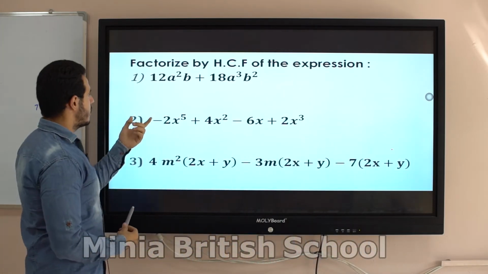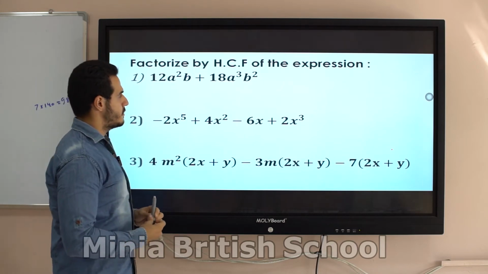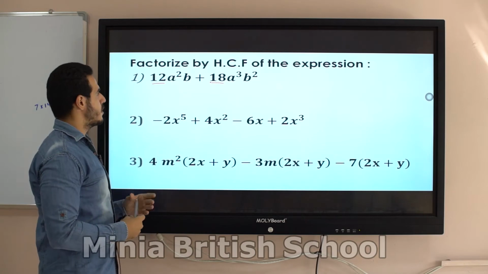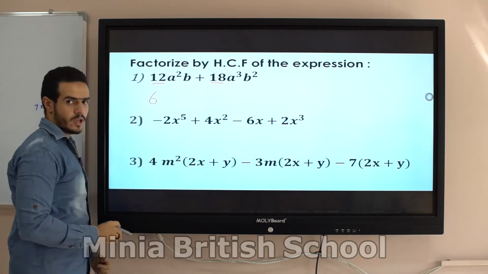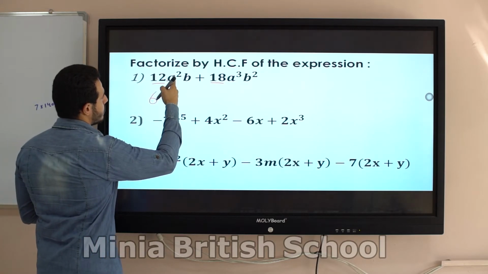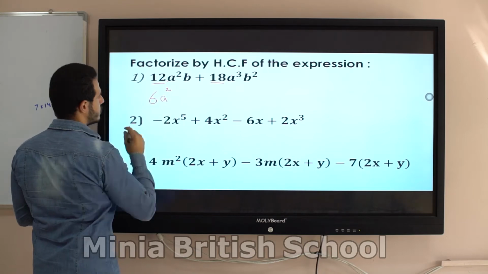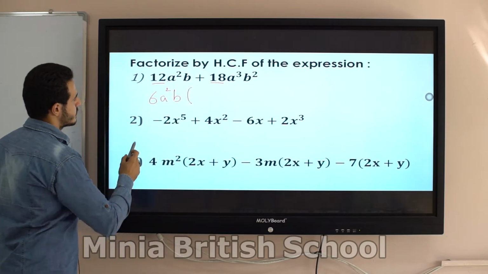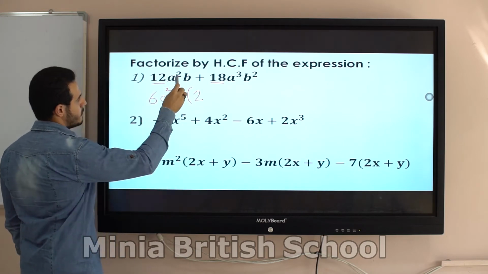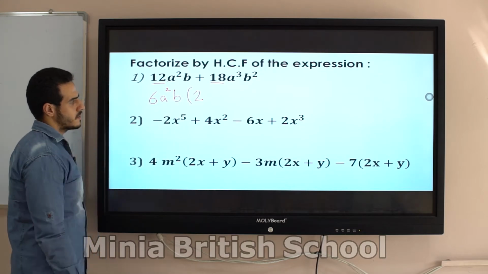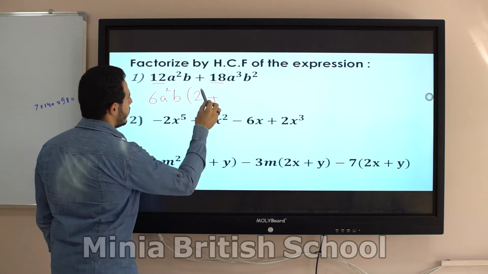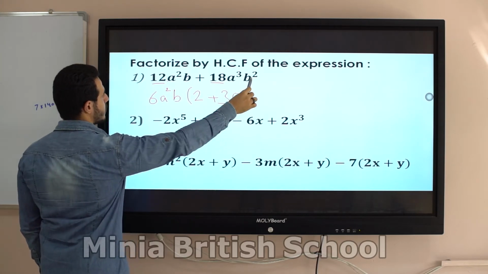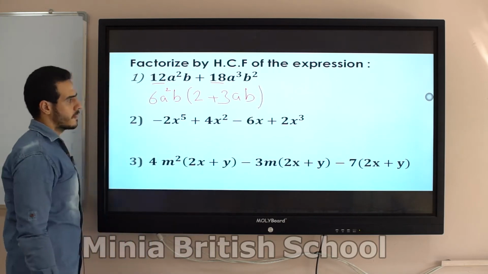Let's solve this exercise. 12a power 2 b plus 18a power 3 b power 2. Okay, look to the coefficients. 12 and 18. The highest common factor between 12 and 18 is 6. Okay? So, now a power 2 and a power 3. I will take a power 2, the lowest power. B and b power 2, I will take b. Open bracket, the first term, 12 divided by 6 equals 2, a power 2 divided by a power 2 equals 1, b divided by b equals 1, okay? Plus 18 divided by 6 equals 3, a power 3 divided by a power 2 equals a, b power 2 divided by b equals b, okay?